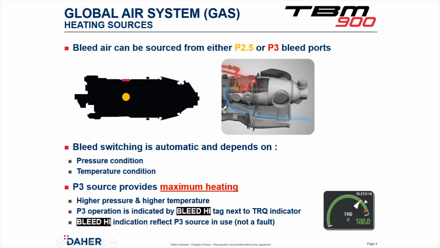on the torque indication. It is important to understand that this is not a fault, but a normal function of the engine operation, depending on the configuration necessary. So usually if you demand heat or there's low pressure or low power setting coming from the engine, the system will switch into a bleed high or P3 configuration.